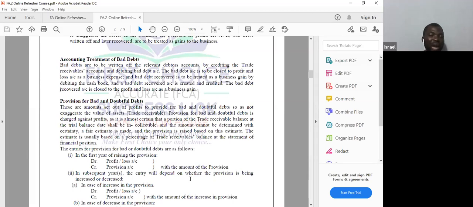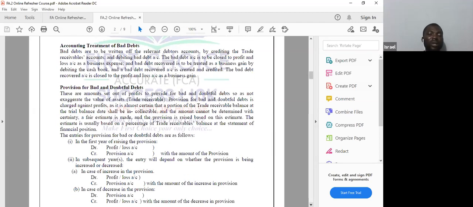The initial amount is debited to the profit or loss account, and credited to the provision account. But in a subsequent year, if there is a figure that is existing, the difference is what we are going to post to the financial statement. If the difference is an increase, we debit the profit or loss account. But if it's a decrease, it serves as a gain, and you credit the profit or loss account.